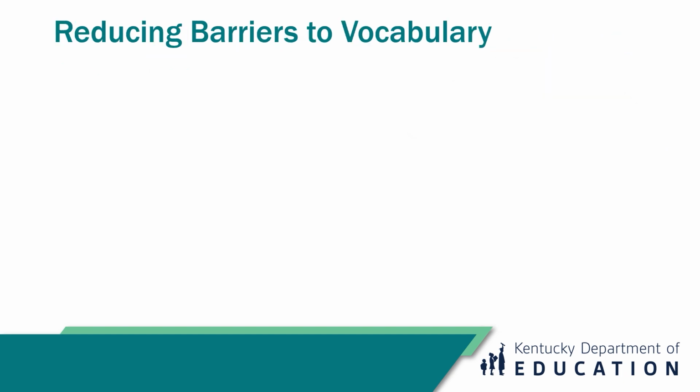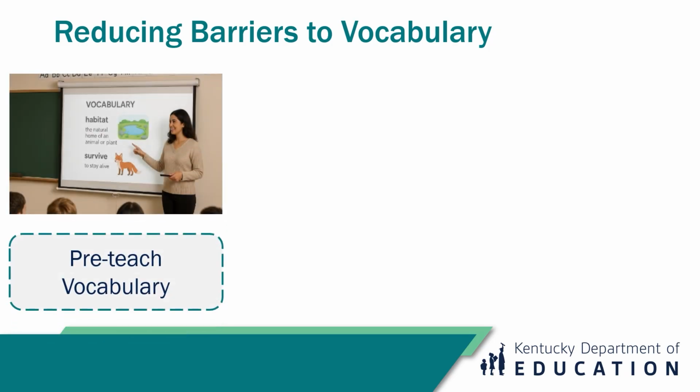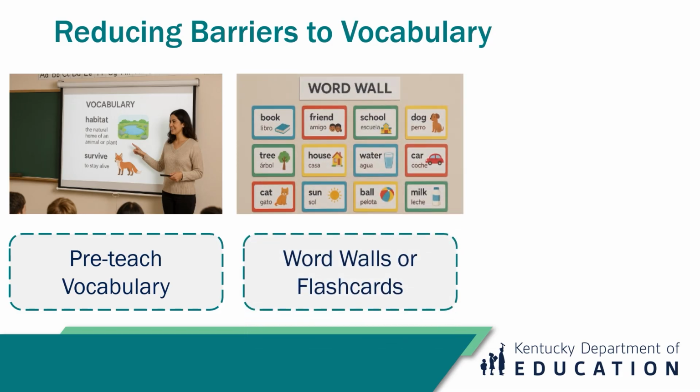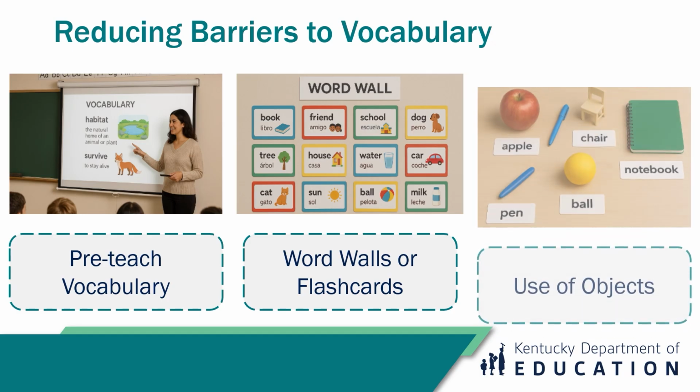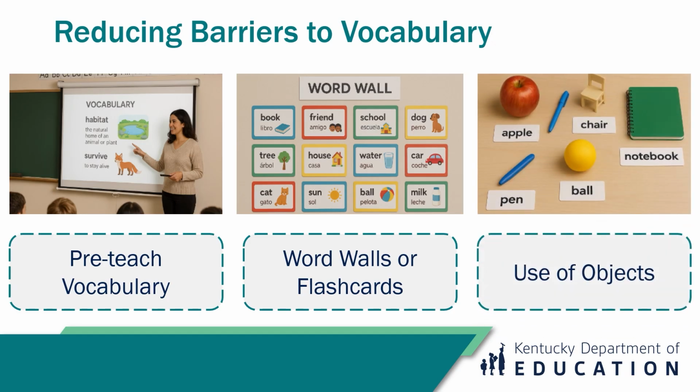To ensure accessibility for all, key vocabulary, labels, icons, and symbols should be associated with alternate representations. This could be done through pre-teaching vocabulary, using word walls or flashcards with pictures or translations, or using objects that help teach the meaning of words.